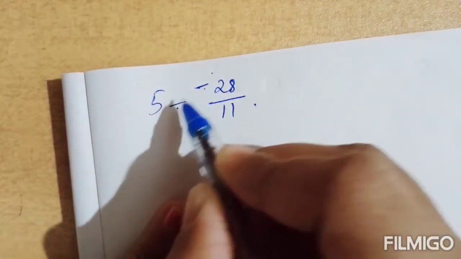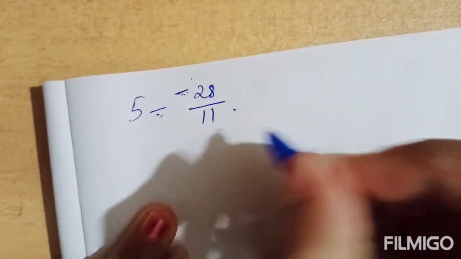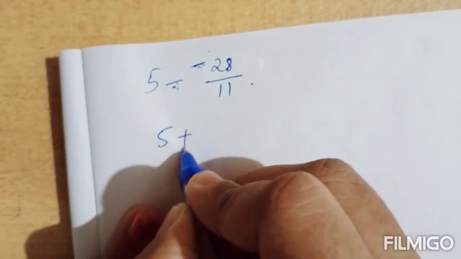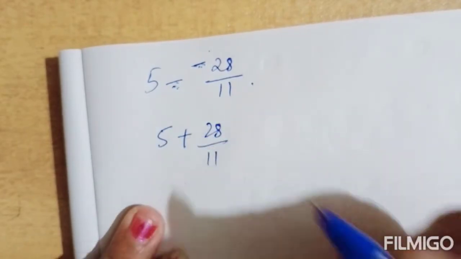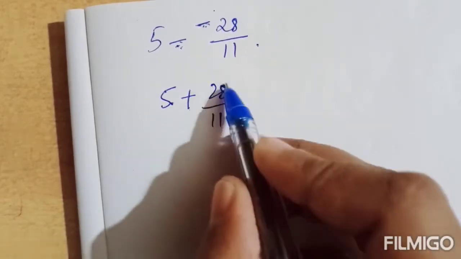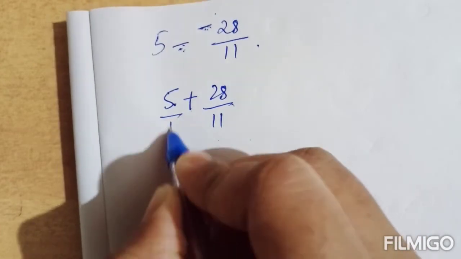Now we know negative into negative, or negative of negative, is positive. So you can write it as 5 plus 28 by 11. You have to add these two fractions, 5 plus 28 by 11. So 5 means it is 5 by 1.